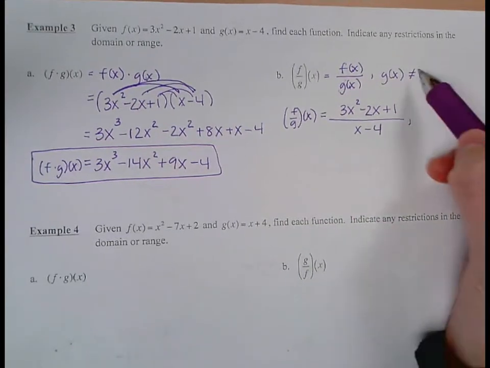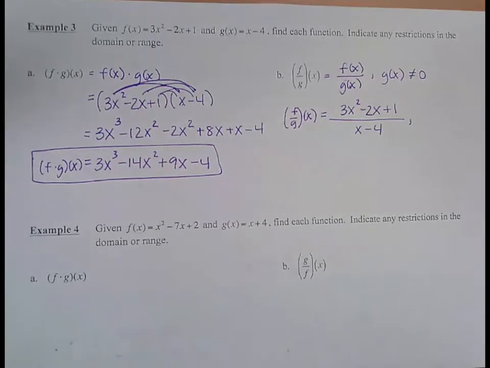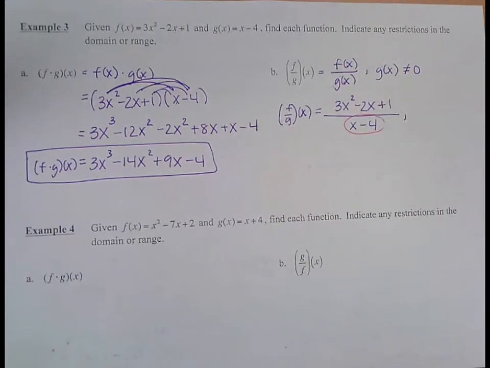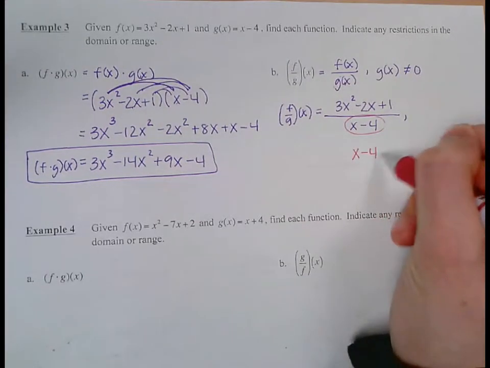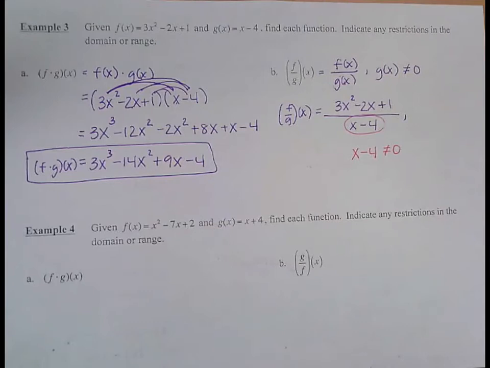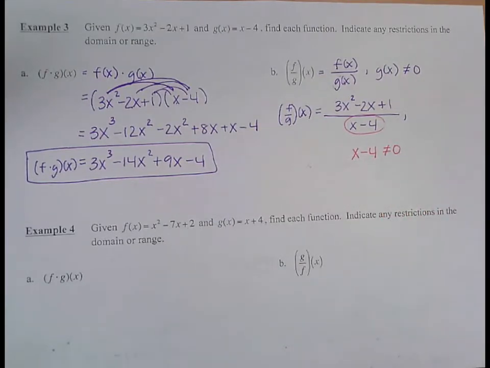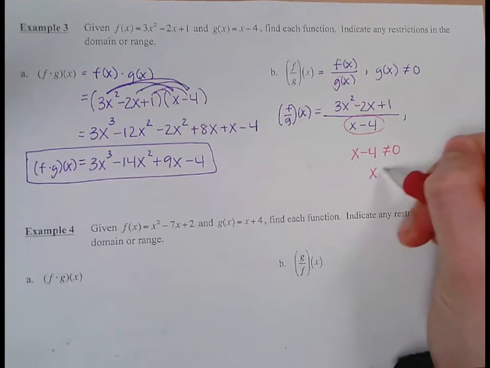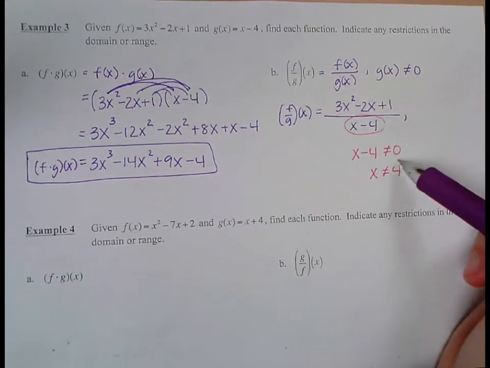But then you need to know what the restriction on the domain is. So how to find that is you take your denominator, always your denominator, or this is how I do it. And I'm going to say x minus 4 cannot equal 0. And then you solve that equation using whatever method you need to for x. So here to solve for x, I would just add 4 to each side. So this means x cannot equal 4. That is the restriction on my domain.